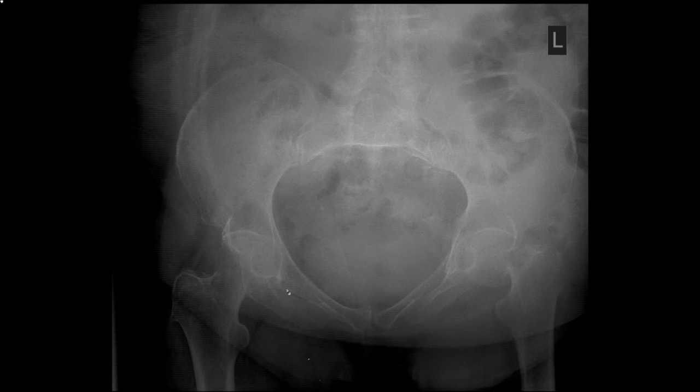Here's another lady who has fallen. Again, clinical history, fractured neck of femur. If we look at the right side, her asymptomatic side, again the femoral neck can be seen clearly. The lines are nice and smooth.